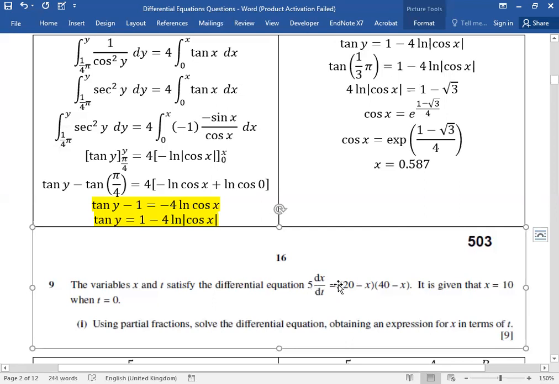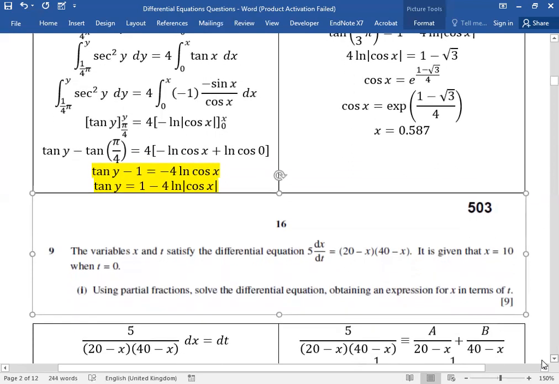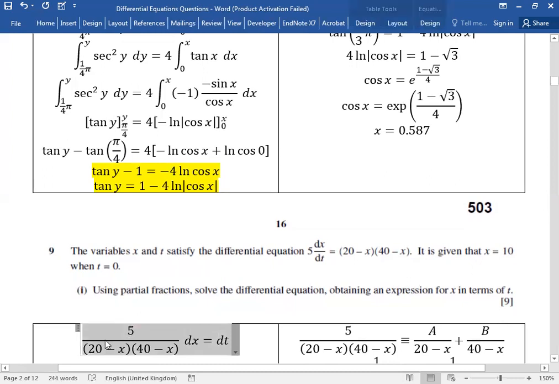Where? The 20 minus x and 40 minus x both go over there and get divided. So this is what you should get. Is this clear, class?